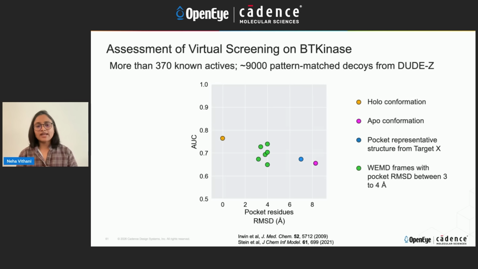So this retrospective analysis shows that conformational heterogeneity generated by weighted ensemble MD simulation can be advantageous in improving success rate during virtual screening. We are now exploring different ways in which we can prospectively identify these conformations that can be successful in separating actives from inactives.